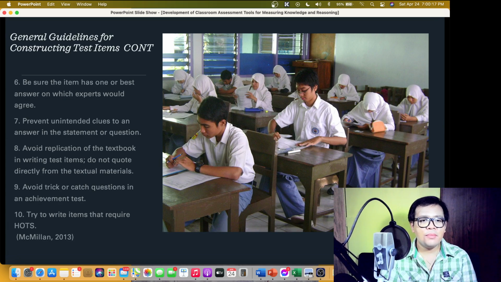Macmillan also added the sixth guideline in constructing test items. Be sure that the item has one correct or best answer on which experts would agree. Prevent unintended clues to an answer in the statement or question. You need to avoid replication of the textbook in writing test items, so do not quote directly from the textual materials. You also have to avoid trick or catch questions in an achievement test, and try to write items that require HOTS. That's according to Macmillan.